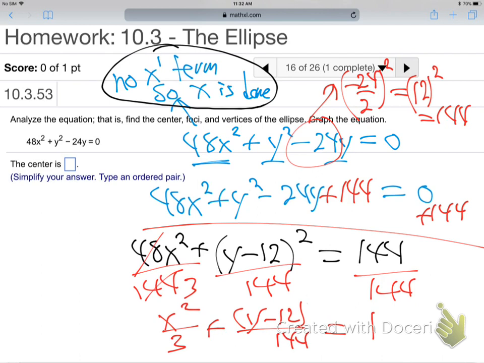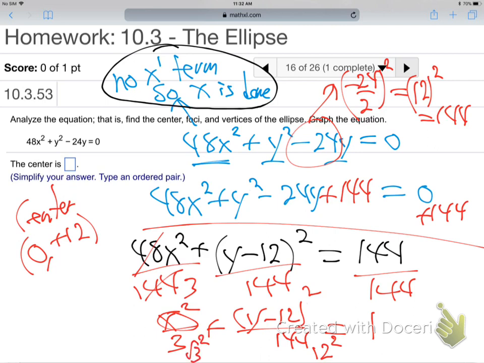So what would be the center of this one? 0, 12, right? Because there's nothing added or subtracted next to x, which means 0, 12, okay? And the rest is, this is 12 squared, and this is square root of 3 squared. We haven't had one yet that isn't squareable. Is that a word? You know what I mean. Root 3 is a decimal number, 1.7, whatever. So there you go. I better move on.